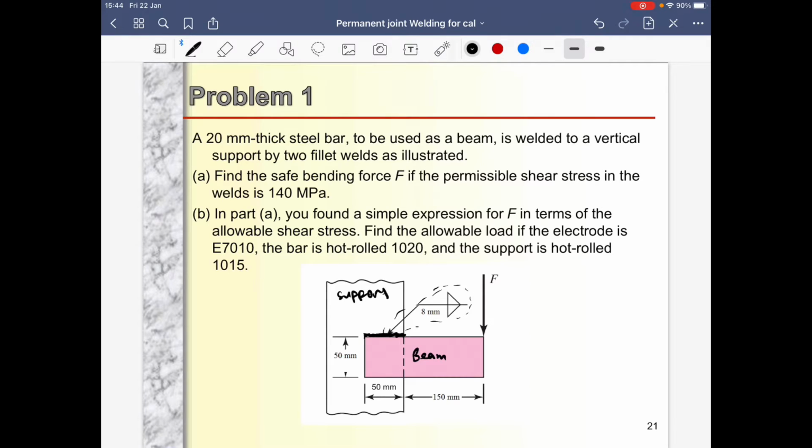And because it says for both sides, that means they have fillet welds for both sides, at the opposite side on the horizontal one. So there are 2 fillet welds together that attach the beam to the support. Question A: find the safe bending force F if the permissible shear stress in the welds is 140 megapascal.